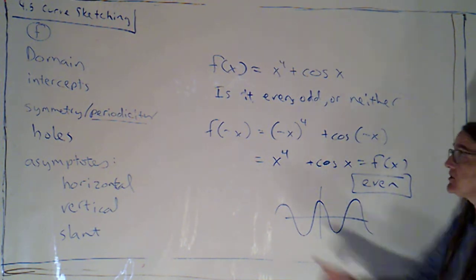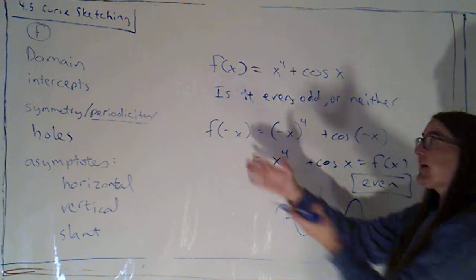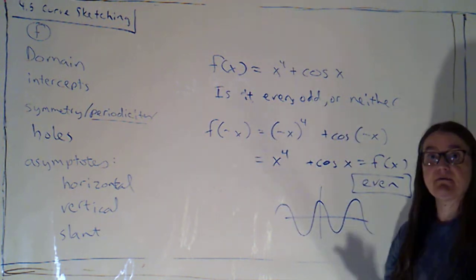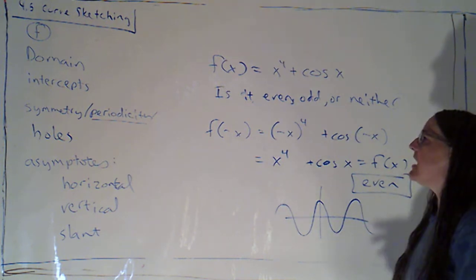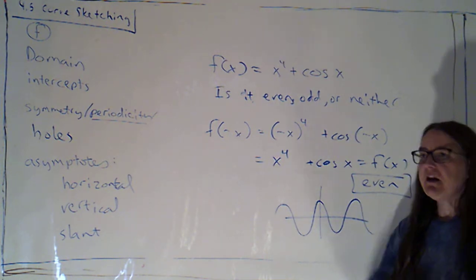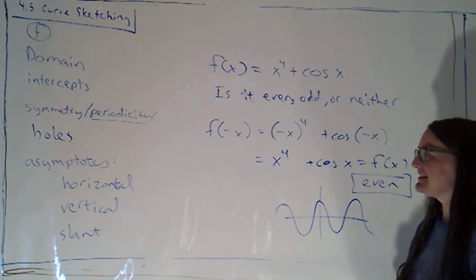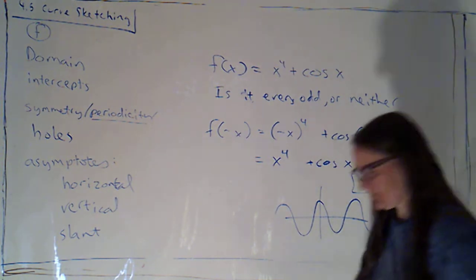So that's how you check. You simply plug in the opposite of x and simplify. If you get exactly the same thing as f of x, you have an even function. If you get exactly the opposite, you have an odd function. If you don't get exactly the same thing or exactly the opposite, then it's neither. Okay.